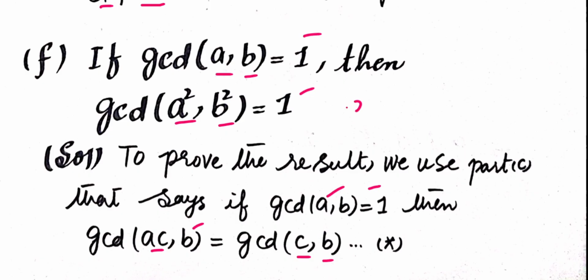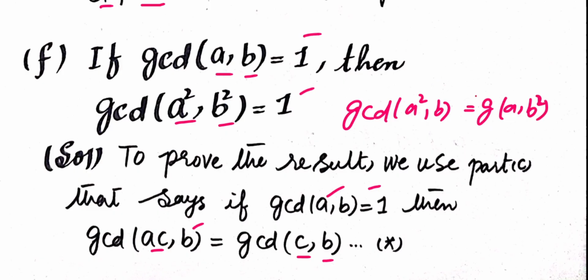For this, firstly we show that GCD of A square and B and GCD of A and B square are both equal. Then, after proving this equality, we will use the final result. To prove these two results, we will use property number C. Say this is star.